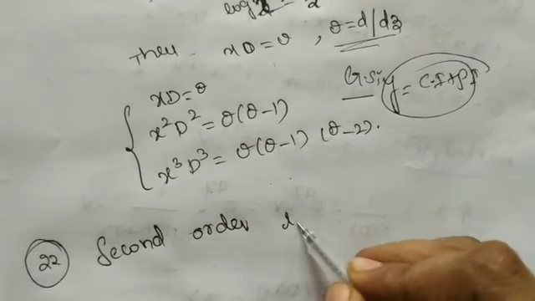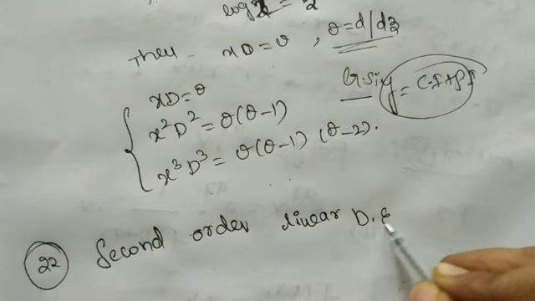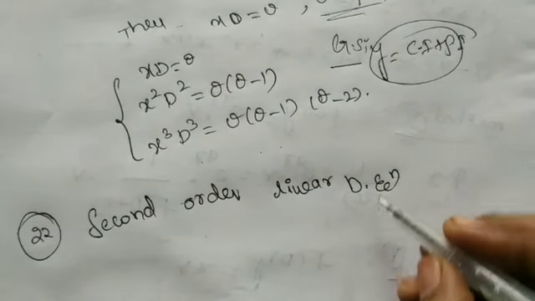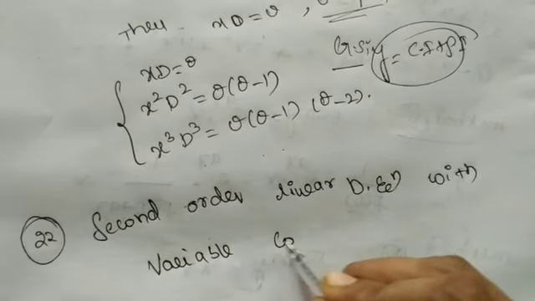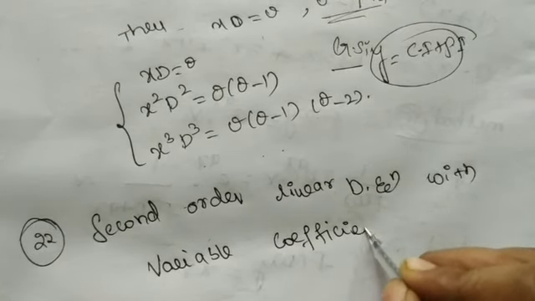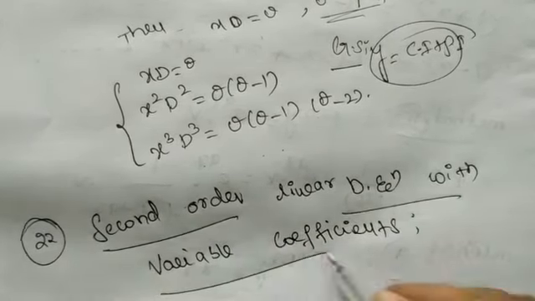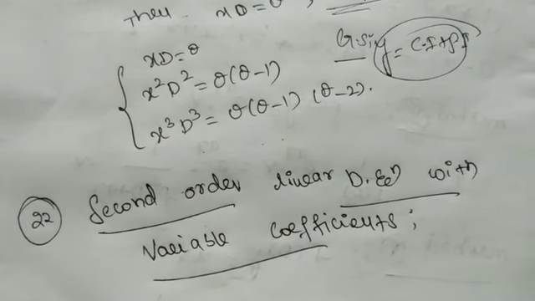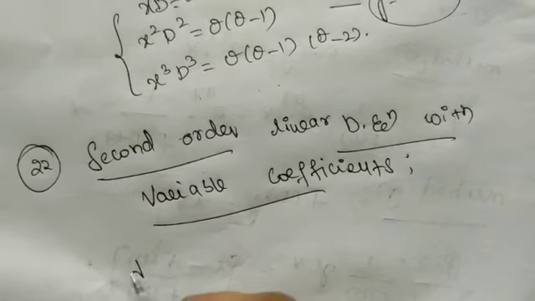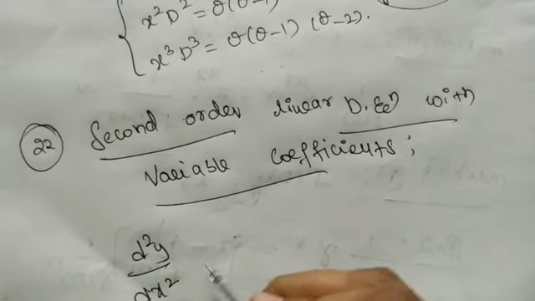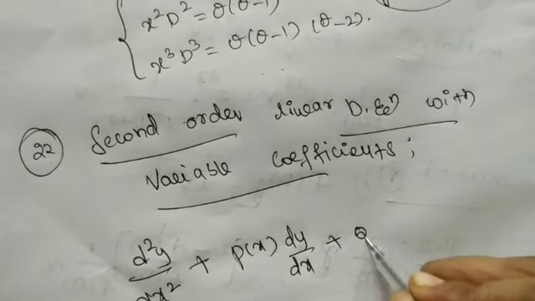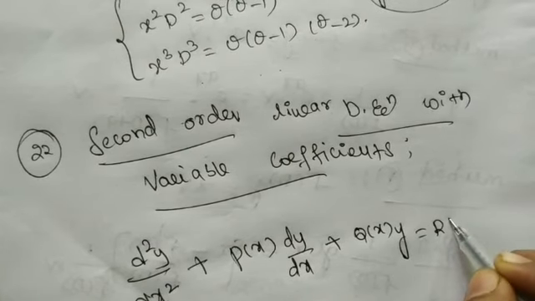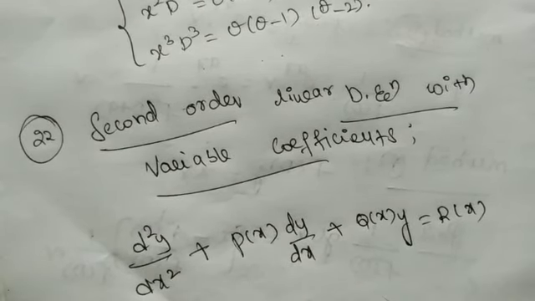Next one, second order linear differential equations with variable coefficients. This equation is in the form d^2y/dx^2 + P(x) dy/dx + Q(x) y = R(x). So this is the second order linear differential equation.